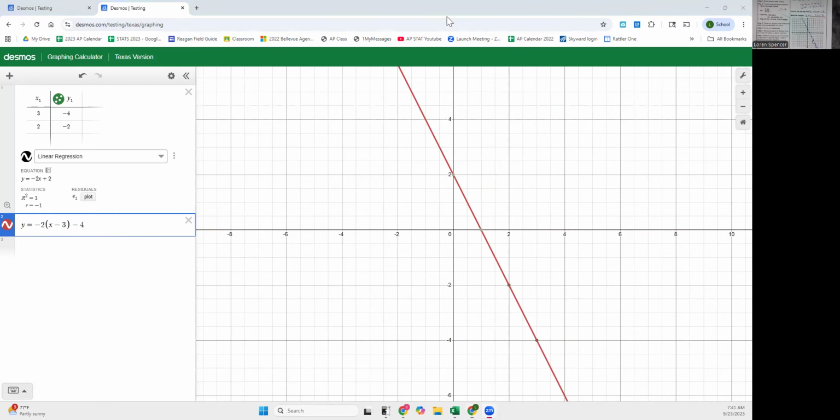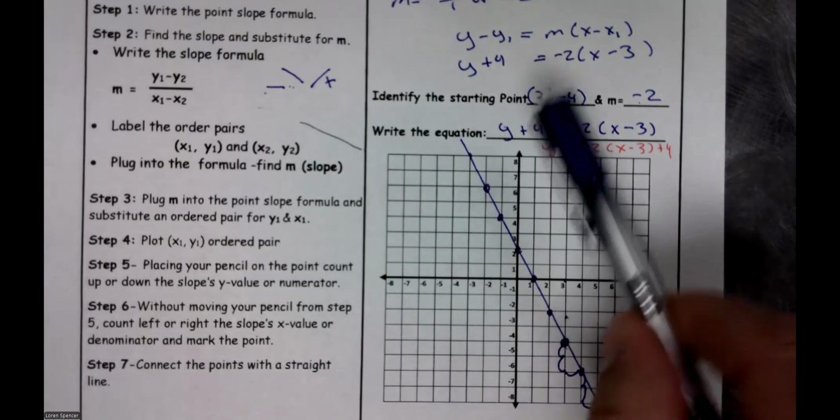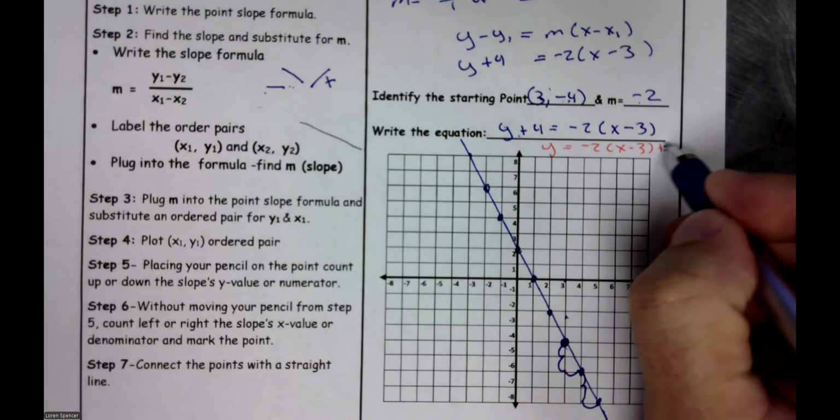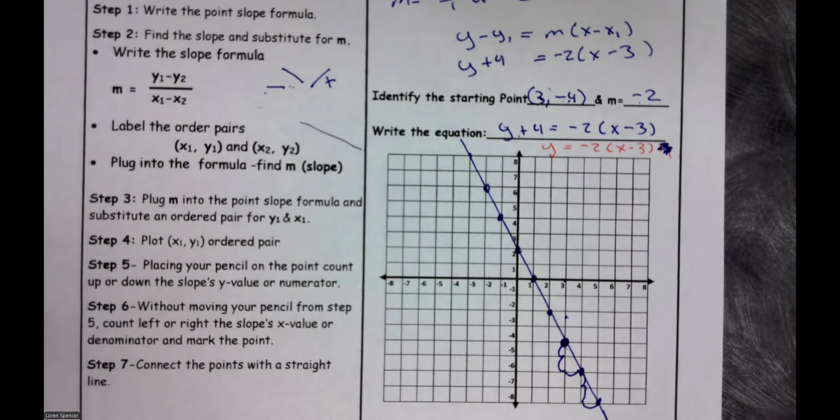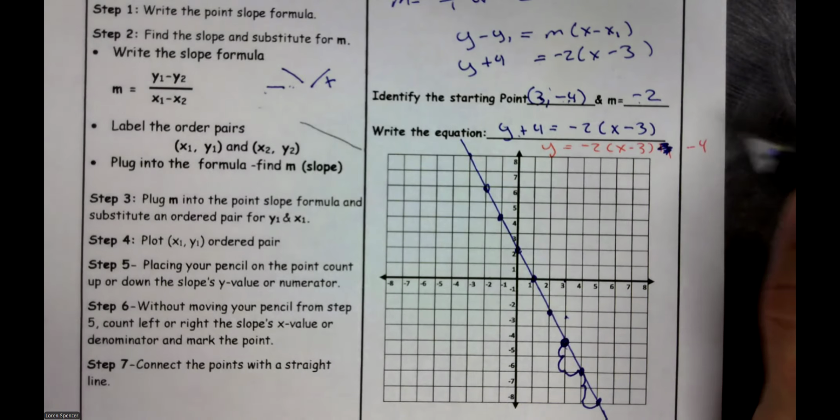So let me go back and fix that on my paper. When I moved this +4 across, it should have become a -4. So that was a mistake. This should have said -4. All right.